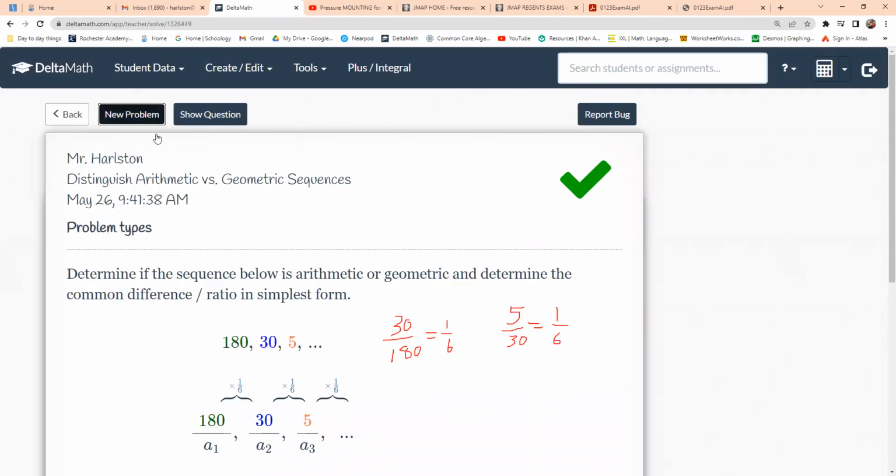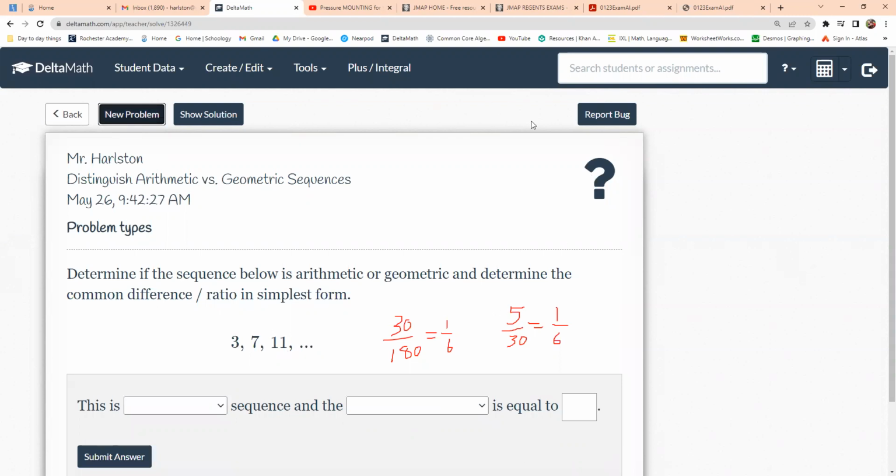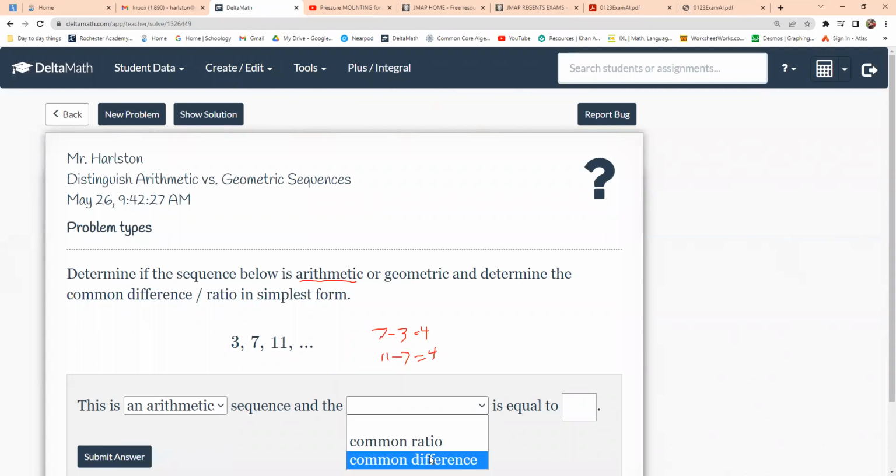All right, so this one. In this case, it's going to be 7 minus 3, which is 4. And then 11 minus 7, which is also 4. So you can see that this is an arithmetic or a linear sequence. So we can go here and say this is a linear or an arithmetic sequence. And the common difference, because we subtracted, is equal to 4.